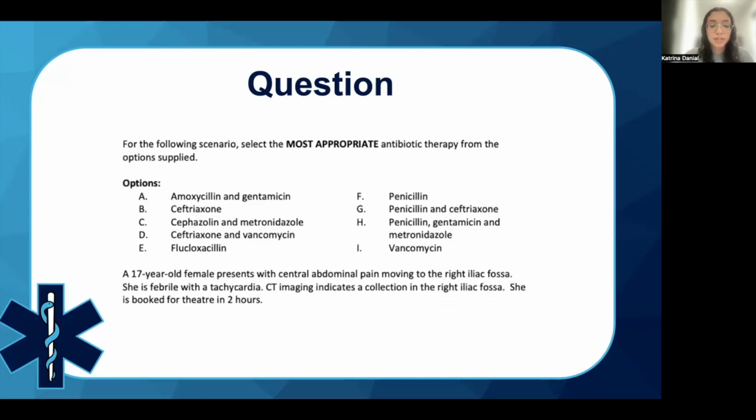A 17-year-old female presents with central abdominal pain moving to the right iliac fossa. She is febrile and is tachycardic. CT imaging shows a collection in her right iliac fossa. She's booked for theatre in 2 hours. Have a think about the most appropriate antibiotics.